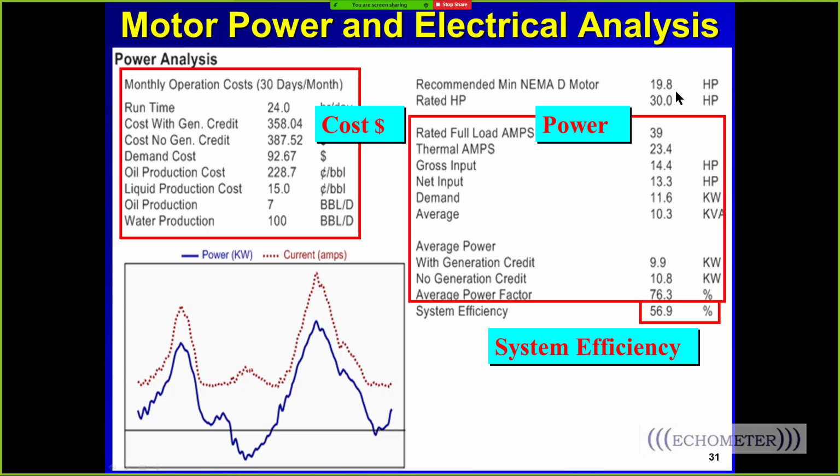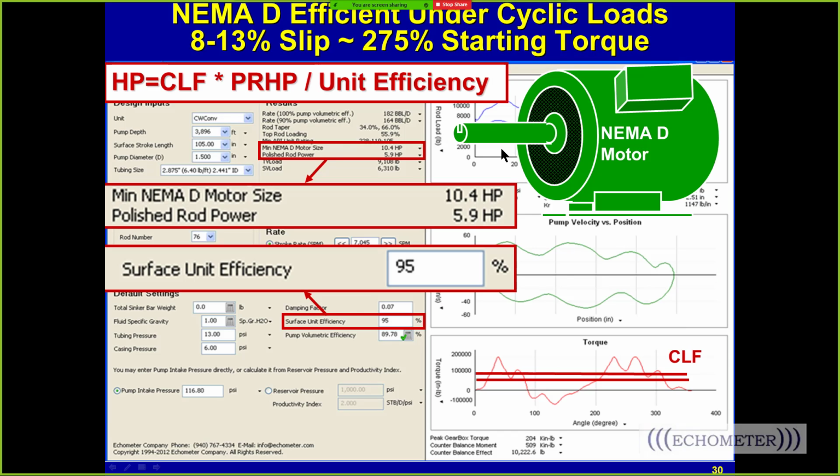Now, what if the fluid level was high? Would you put a 24 horsepower motor on there? Well, no. If we go back and look at this, we're designing this well with a pump intake pressure of 116 psi. We're designing the motor for a low pump intake pressure. So anytime you use QRod to design your motor, you should probably put in 50 psi for your pump intake pressure, so you get a big enough motor for when the fluid level is down near the pump.